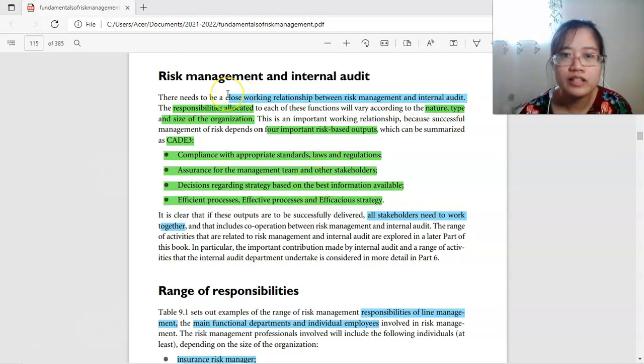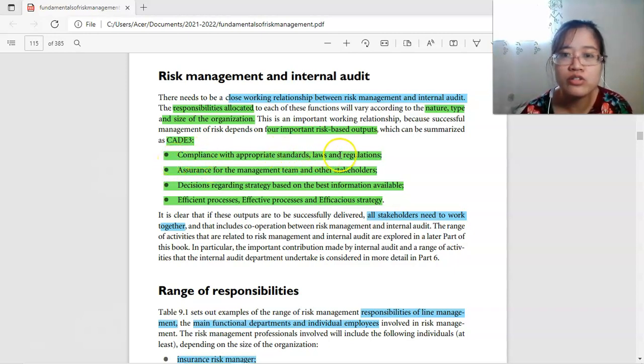Okay, risk management and internal audit. So, merong close working relationship between risk management and internal audit. Essentially, itong internal audit, chine-check lang naman nila yung current controls and nagsasuggest kung merong mga improvements na pwedeng gawin. Okay? Yung 4 important risk-based outputs, ayan, ito yung CAEE natin.